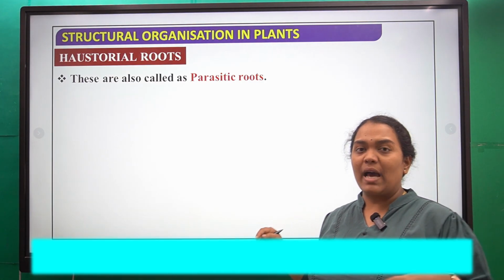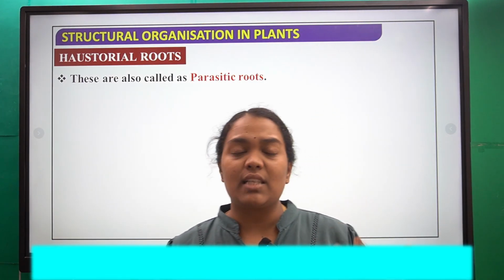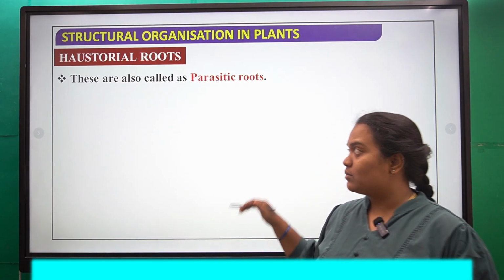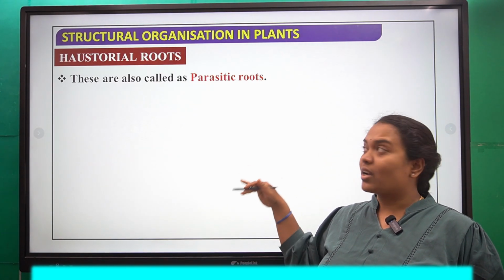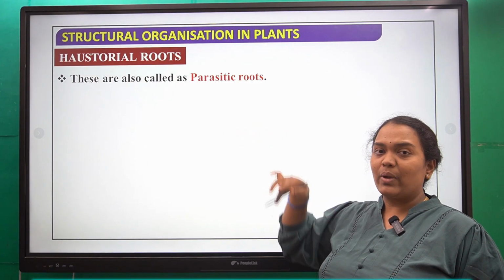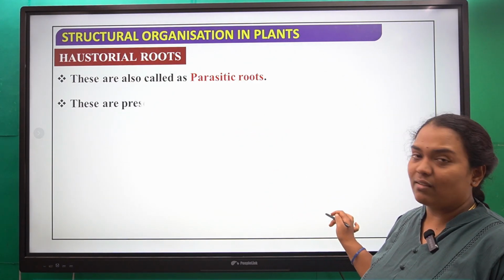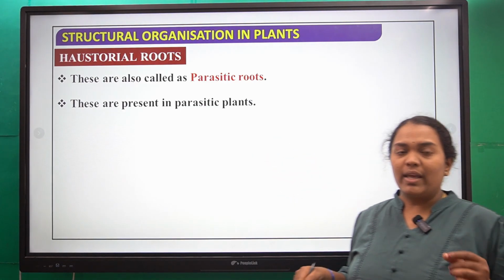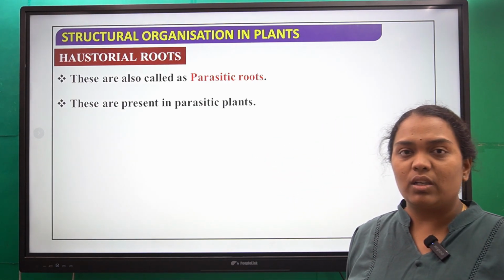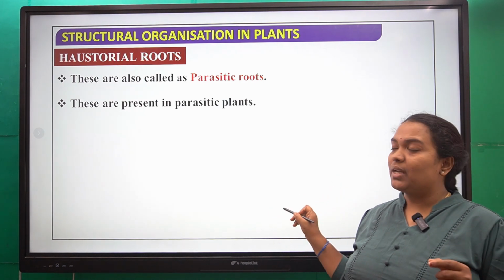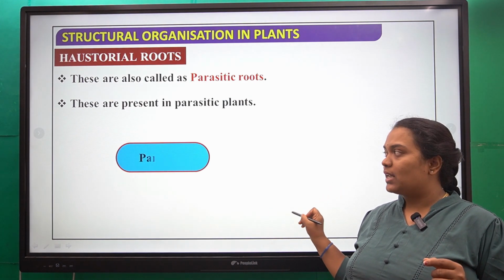Why? As you know, parasites are not able to synthesize their own food, but they take up energy from other organisms. In the same way, organisms having these haustorial roots depend on other organisms for their survival. These are present in parasitic plants. So, very important question, please note it down for your examination. They'll ask, what are the parasitic plants? Your answer should be plants having haustorial roots, like Vanda.